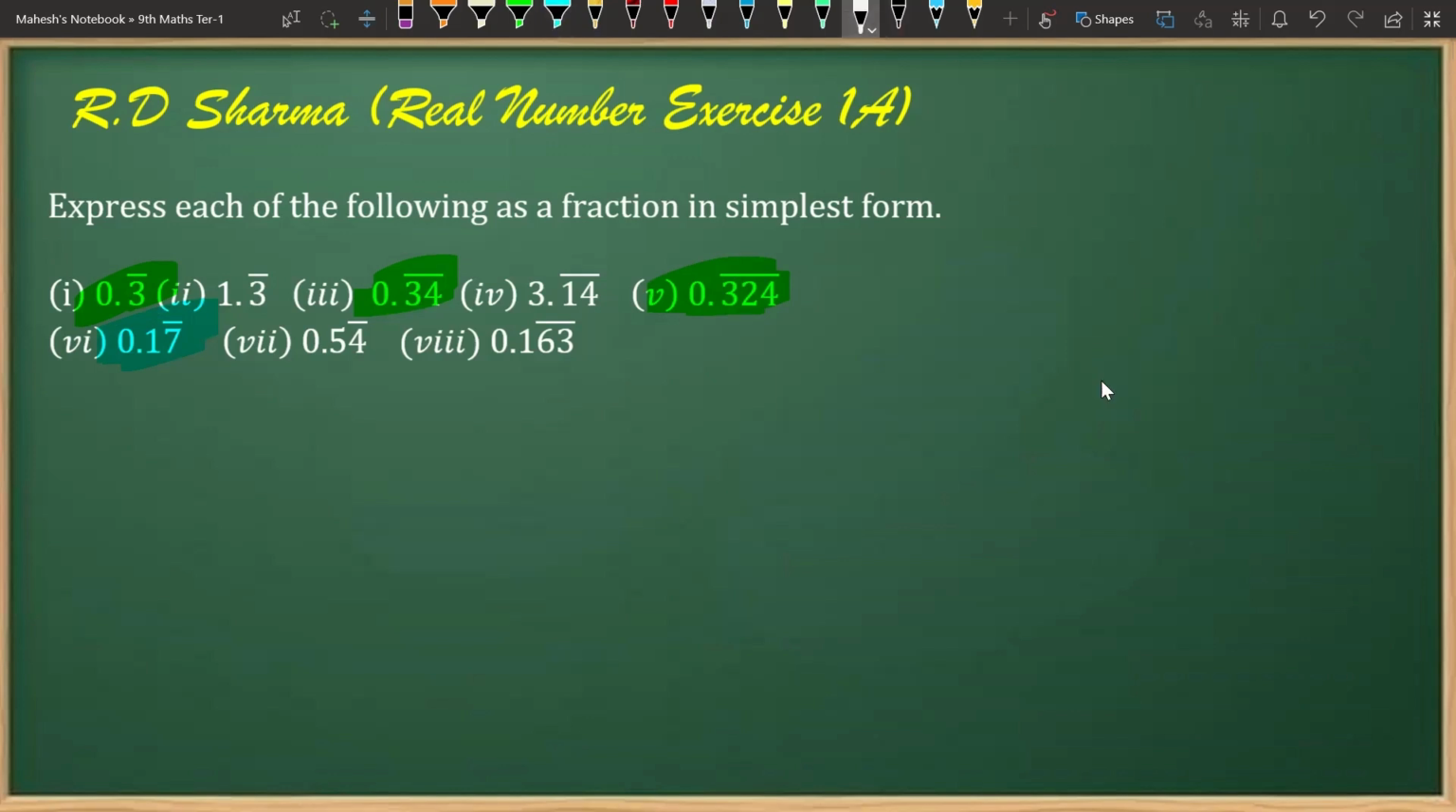So let's say x is equal to 1.7 bar, so I can write x is equal to 1.777. Oh, I made a mistake. This was actually 0. So let x is equal to 0.17, and the bar is over 7. So I can write this as 0.1777, any number of 7s, and mark it equation 1.